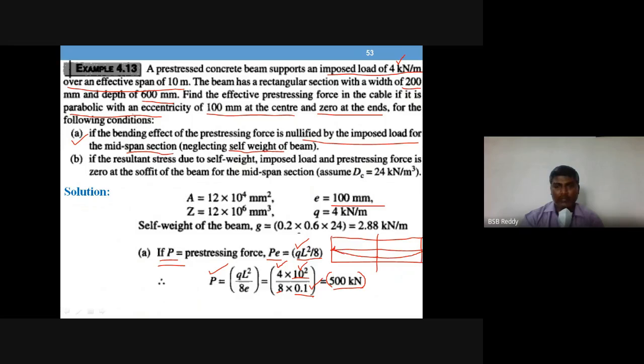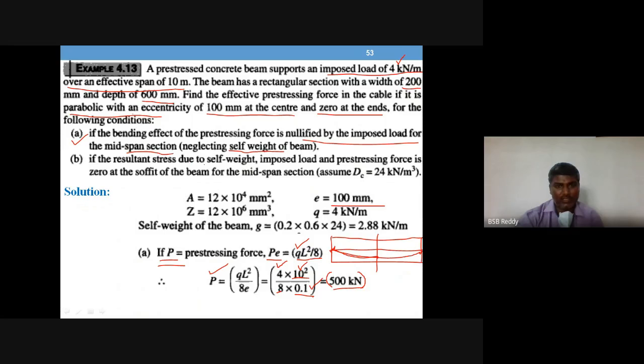It is like a parabola. Okay. So this is how you have to take the cable. 0 at the support, 100 mm at center, again 0 at the other support. This is how the cable profile has to be to balance the UDL. Okay, because UDL creates a bending moment parabolic in nature.